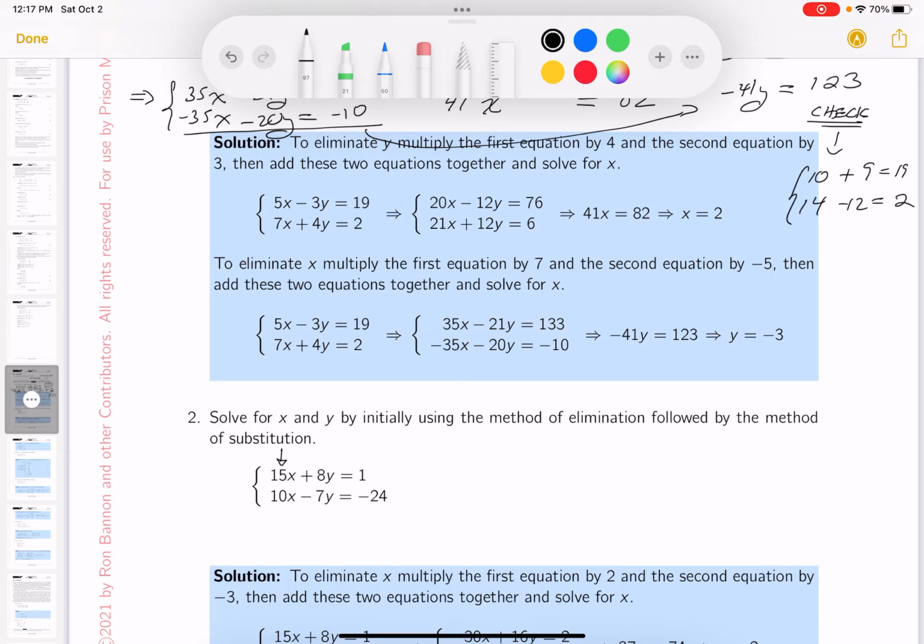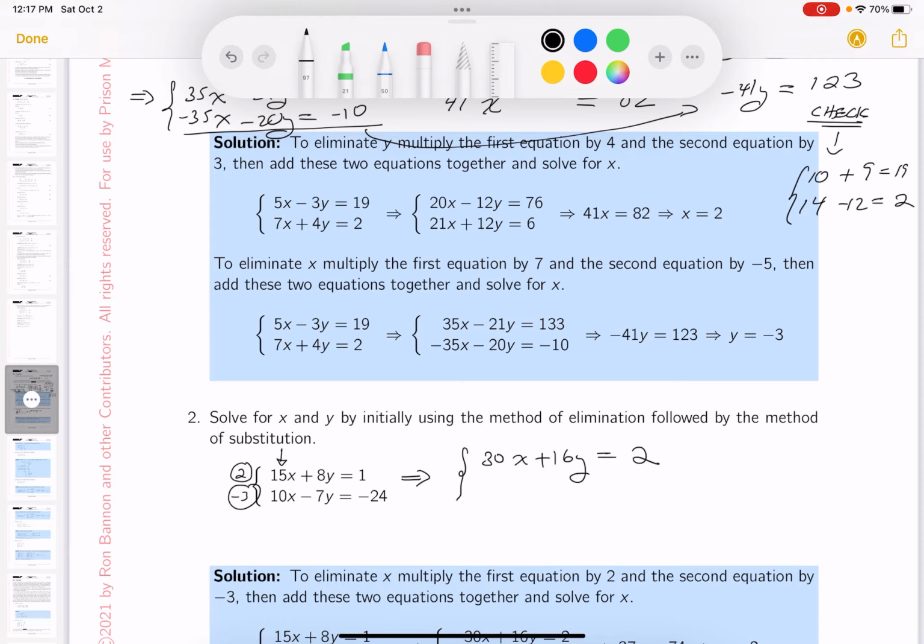I'm saying, what's the least common multiple between 15 and 10 would be 30. So I'm going to say 2 times the top equation. That would make it 30, right? And I want to make the bottom one also 30, but the opposite, so it'll be minus 3. Let me do that. I'm initially starting with elimination. And what do you get? 30x plus 16y equals 2. What am I doing? I'm multiplying every term or both sides of the equation by the number 2.